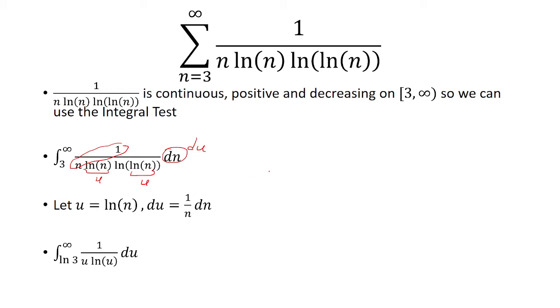And when n equals 3, u equals ln of 3. So just by plugging n equals 3 into this equation, and then as n approaches infinity, u also approaches infinity, because ln of n approaches infinity as n approaches infinity. So that's why I changed the limits here.